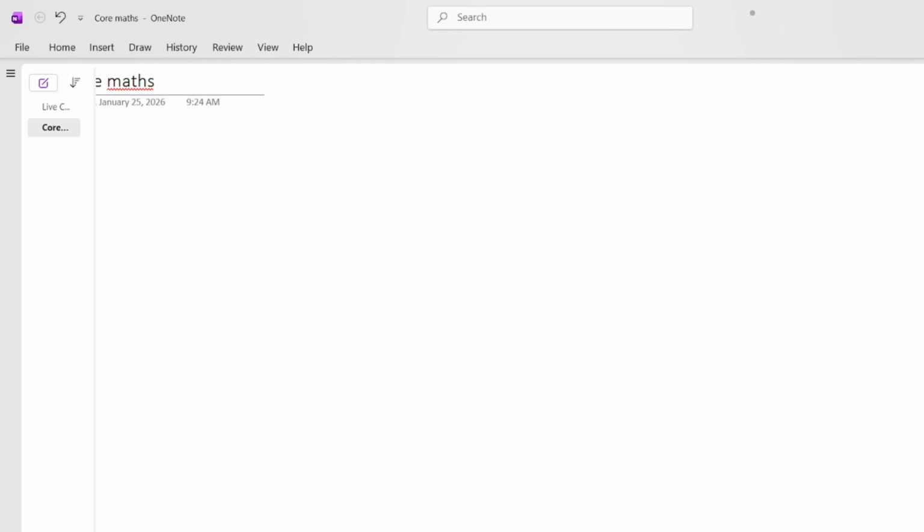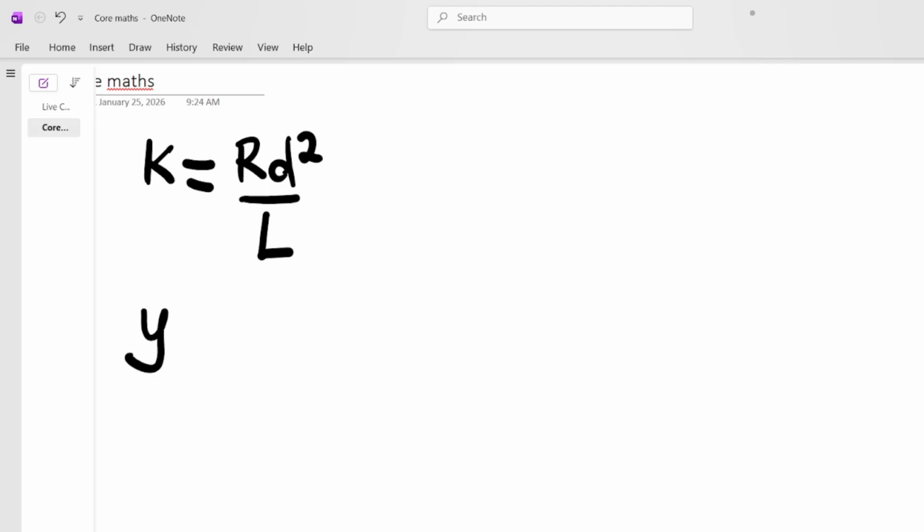So let's say we have k equals r d squared over l as an example, or maybe it is too much. Let me just do y is equal to mx plus c. All right, now this is what we have. So this is an equation, this is also an equation. Both are equations, and both are formulae, because you can see more than one type of symbol, and there's an equation sign, so that qualifies it to be an equation.